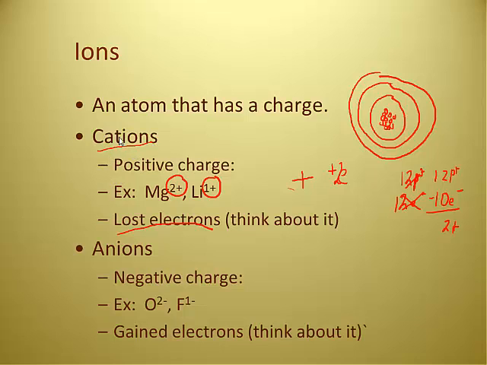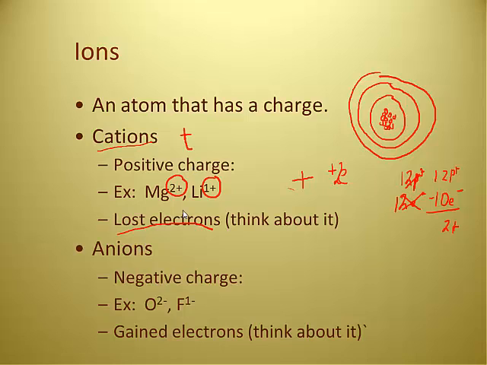The way I like to remember it is a positive charge kind of looks like the letter T here. That's a good tool. So that's positive, a T, cations. Anions, the other kind of ion, doesn't have a T in it. So this happens to be pretty decent.